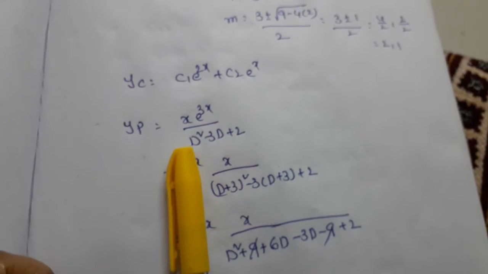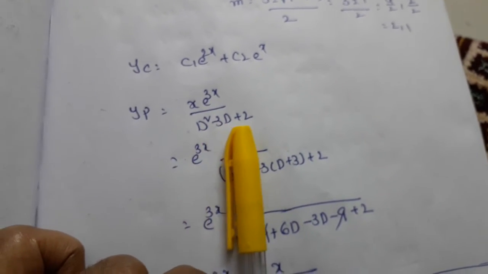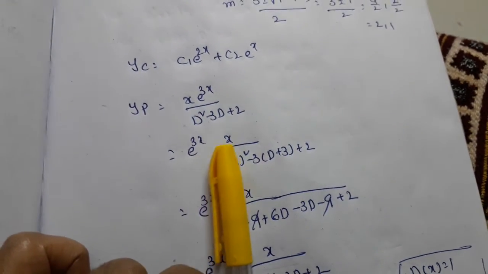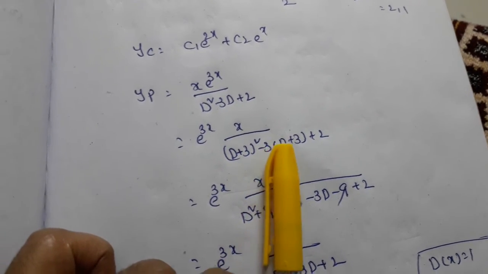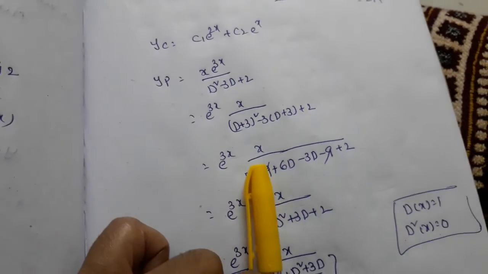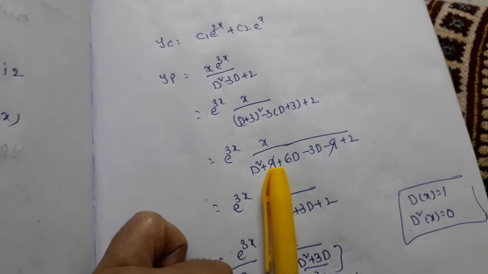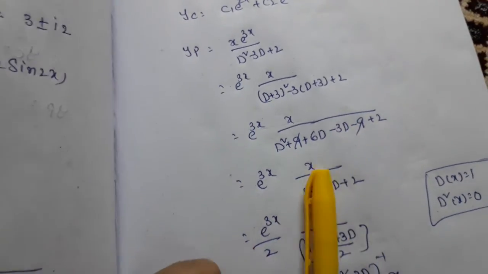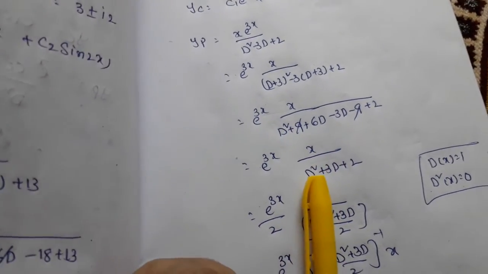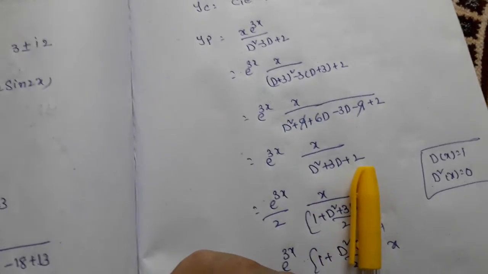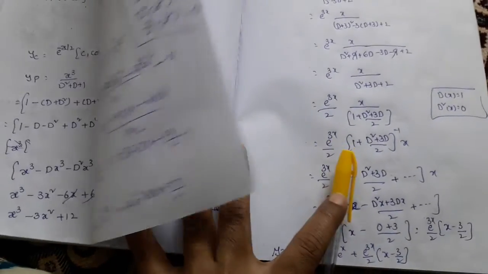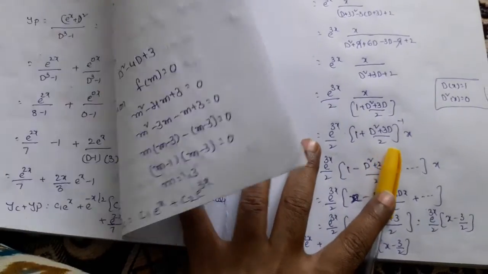So yp is equal to x e power 3x by d square minus 3d plus 2. So the x quotient is here 3. So replace d with d plus 3. E power 3x into x by d plus 3 whole square minus 3 into d plus 3 plus 2. So e power 3x into x by d square plus 9 plus 6d minus 3d minus 9 plus 2. E power 3x into x by d square plus 3d plus 2. Here the least power is 2, take 2 common: 1 plus d square plus 3d by 2. E power 3x into 1 plus d square plus 3d by 2 whole inverse.